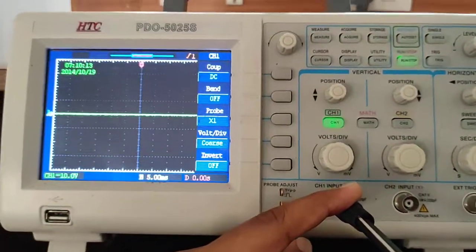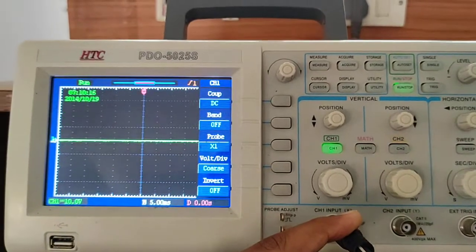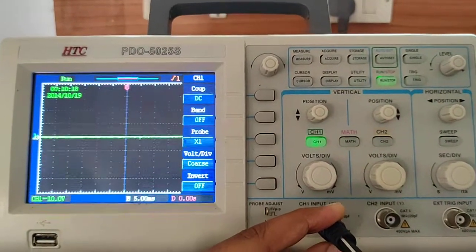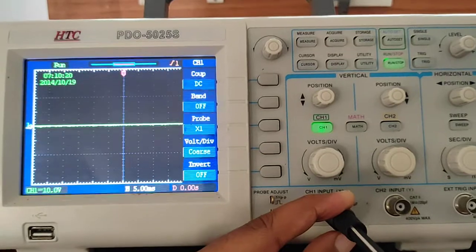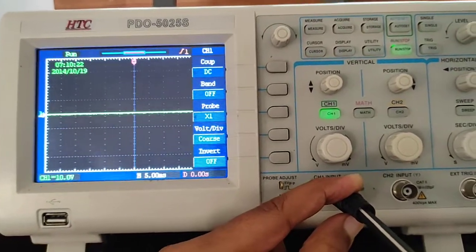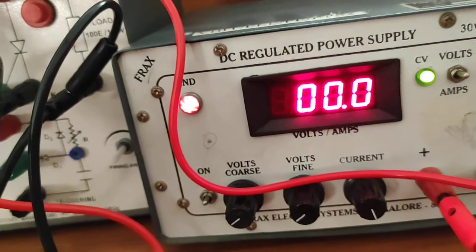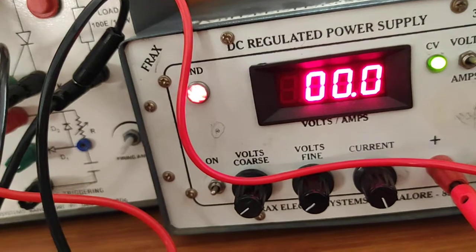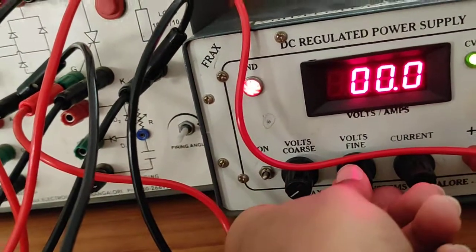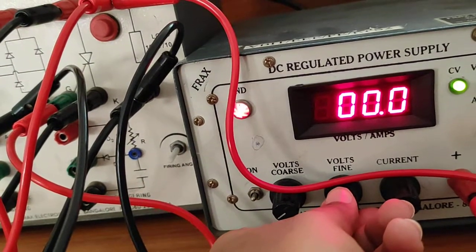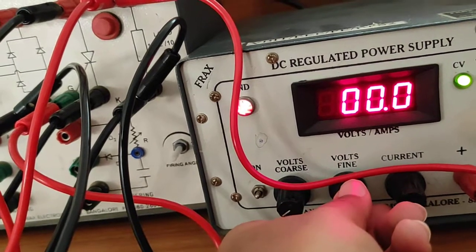You can clearly see there is no output, meaning the load voltage is 0, which is shown in the CRO. This is because the applied gate voltage is 0. See, the gate voltage is 0 here. So, what do we do now? We will slowly increase the gate voltage, the similar procedure to what we did for half wave.